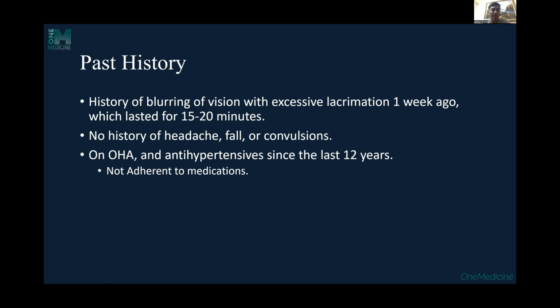So, what is this history of blurring of vision? What exactly happened? In this case, I was trying to probe for TIA, again as a leading question. You cannot ask leading questions. That was a mistake. You cannot presume everything is related to stroke. Something like dust might have gone inside the eye. That also can cause lacrimation and blurring of vision, and then within 15 minutes it can be all right. Don't presume it is a TIA.